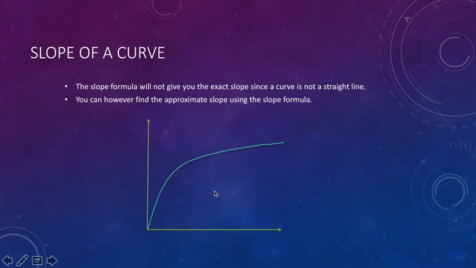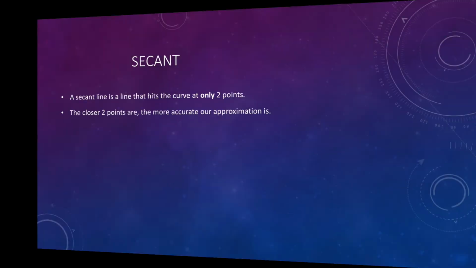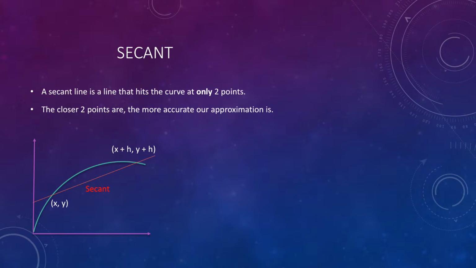Now, if you want to find the slope of a curve, it's a bit harder. You can't just use that formula since a curve is not a straight line. You can, however, find the approximate slope using the slope formula. And the way to do that is using a secant line. A secant line is just a line that hits 2 points on the function. A secant line hits 2 points and only 2 points. And obviously you can find the slope of a secant line. The closer the points are, the more accurate our approximation is actually.